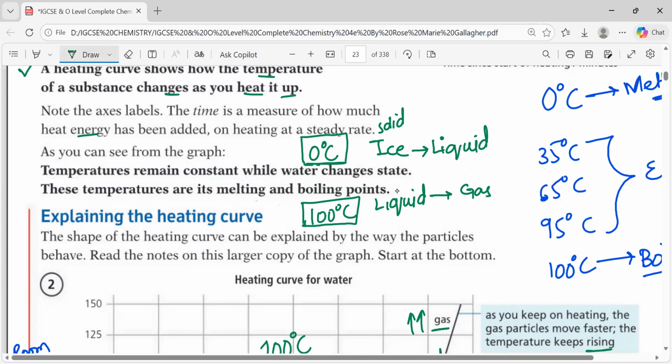So the first point is justified. We agree with the first statement. The second statement is that these temperatures are its melting point and boiling point. We agree with this, right? This is known as the melting point, and this is known as the boiling point. Clear?